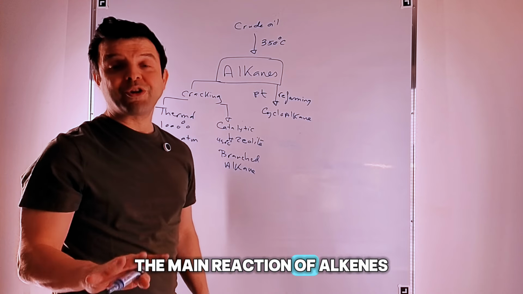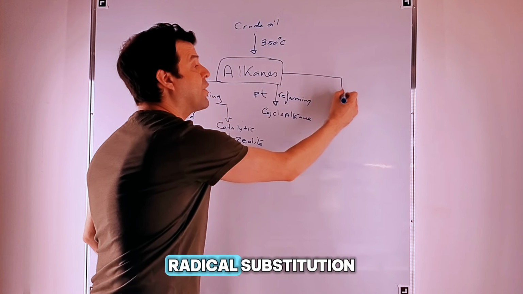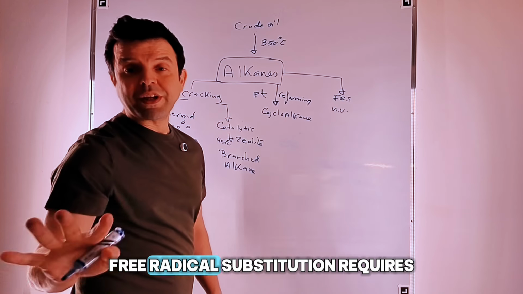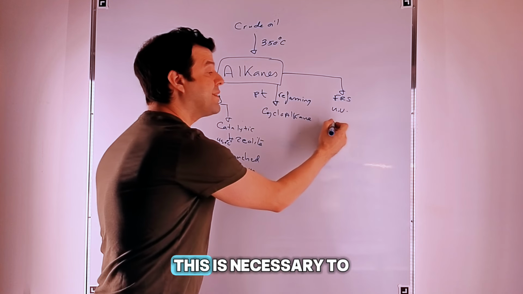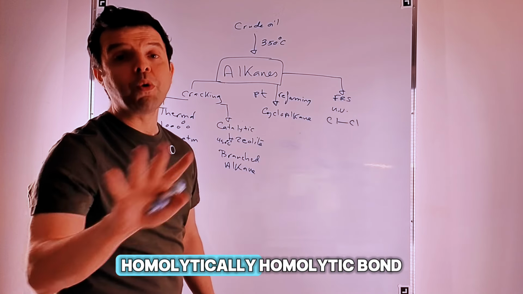The main reaction of alkane and the most important part in this chapter is free radical substitution. Free radical substitution requires UV light. This is necessary to break the bond in the halogen homolytically.